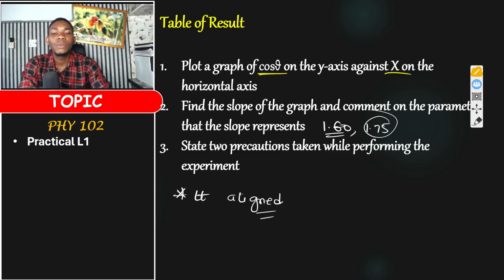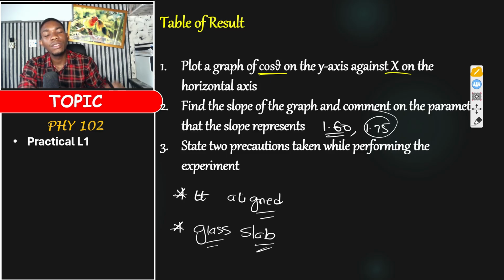Now another precaution is that the rectangular glass slab was held in place during measurement. Then zero error of the meter rule was avoided. These are some of the precautions that we take while performing the experiment. It was also ensured that there was enough light. Are you getting it? There was enough light. The place was not dark, so that accurate measurements can be taken. So these are some of the precautions.